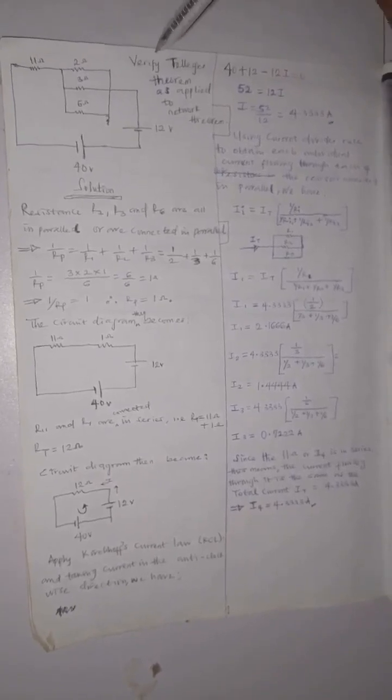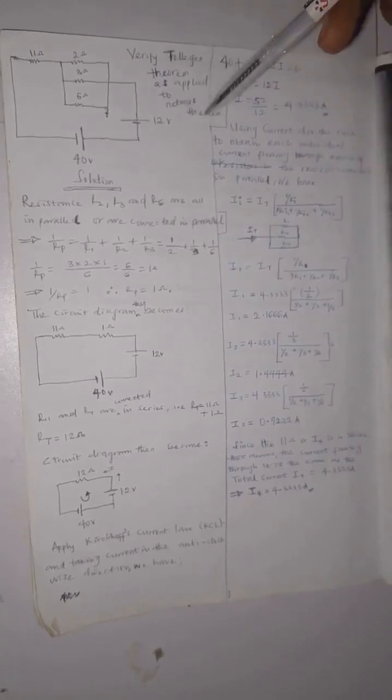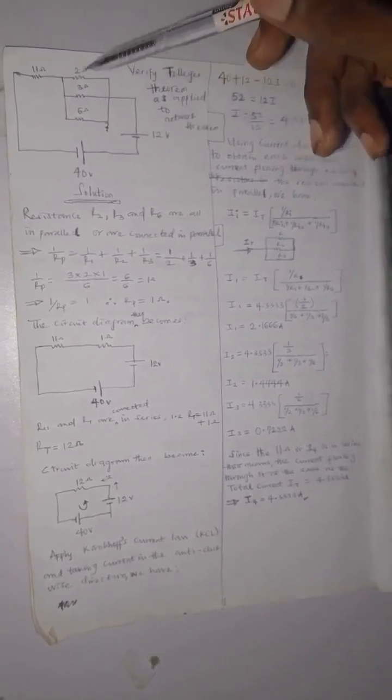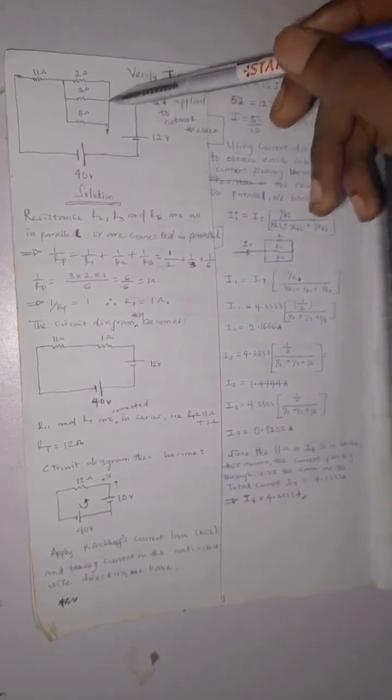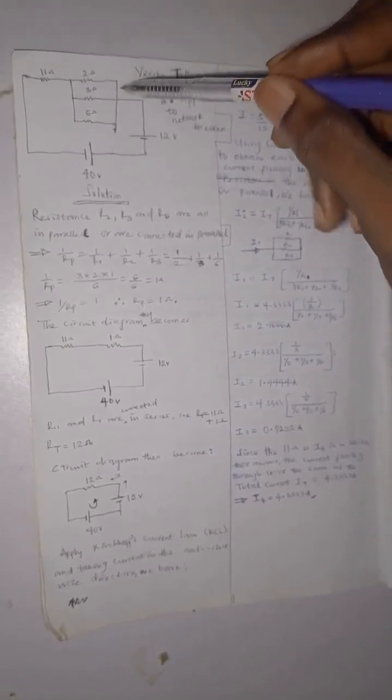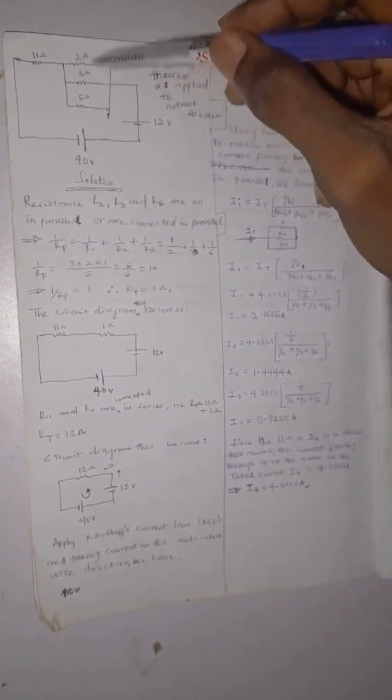So this question is we should verify Tellegen's theorem as applied to network theorem. To verify it, we are taking this question as an example. So dive to the solution. These three resistors are in parallel, you can see.